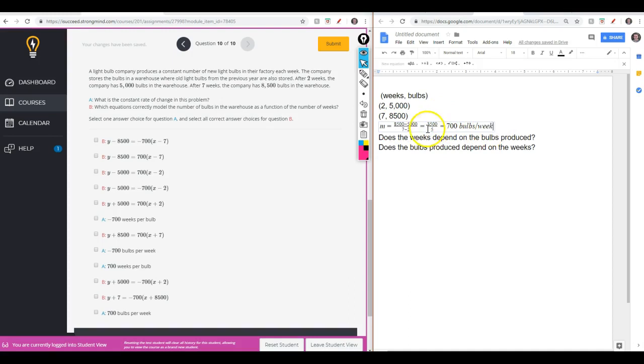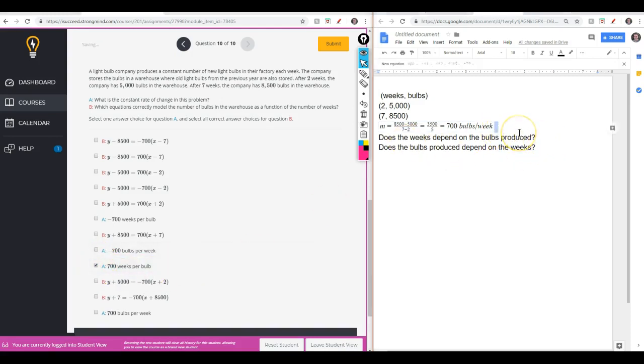So how did I get bulbs per week? Well, the top, 8,500 minus 5,000, is representing bulbs, and the 7 minus 2 is representing the weeks. So we had 700 bulbs per week. So that is our constant rate of change for the problem. Now the next question is did the bulbs per week increase or decrease? Since the company produces, that means it's increasing because they produce it. So it's 700 bulbs per week.